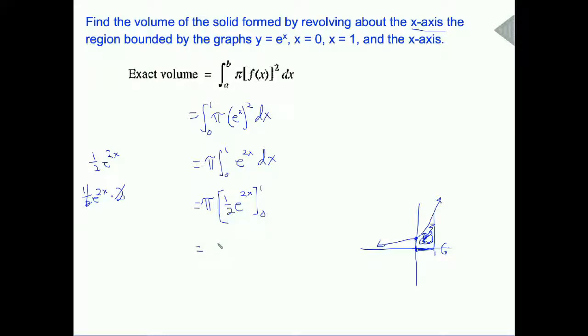Now it's just a matter of plugging in our values. So we have pi times 1/2. Sorry, we want to plug in 1 first. Plug in 1, we get e squared, and then we want to subtract. When we put in 0, 1/2 e to the 2 times 0 is e to the 0, which is just 1. If we want to keep an exact value, we could factor out a 1/2. So we have pi over 2 times (e squared minus 1) units cubed. If we wanted an approximate value, you could plug that into your calculator, and you get approximately 10.04 units cubed.